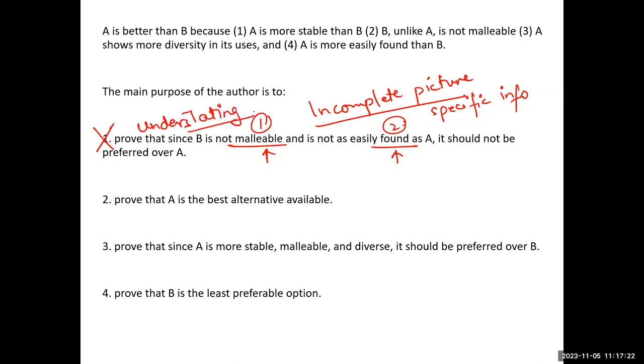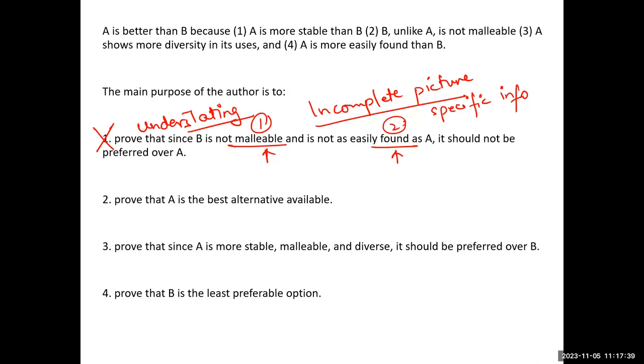Understating the main idea means they are showing you an incomplete picture. The main idea has more than what is mentioned in this option. Do you understand what is the meaning of understating? Yes, sir. Okay.